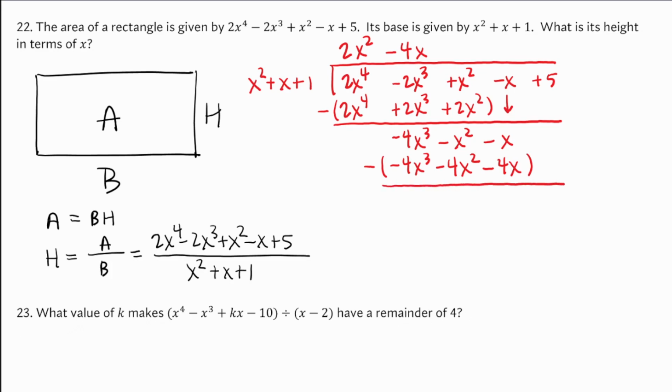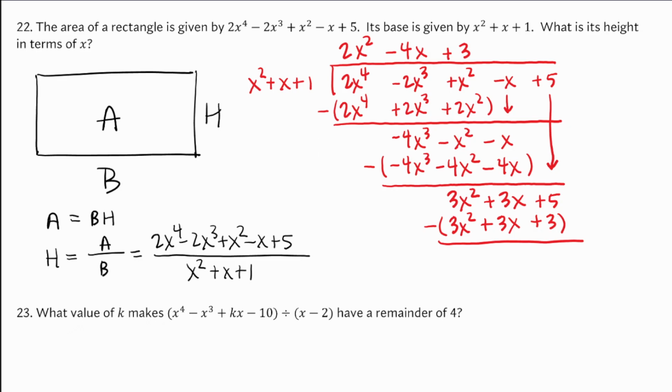I'll have no x to the 3's. Negative 1 plus 4 would be positive 3x to the 2's. Negative 1x plus 4x's would be positive 3x, and then I could bring down that positive 5 right here. And then the last step, I'm going to say, what do I multiply x squared by to get 3x squared? That would be positive 3. And then I distribute the 3 over the x squared, the x, and the 1. I subtract this all away, and this will be my remainder.